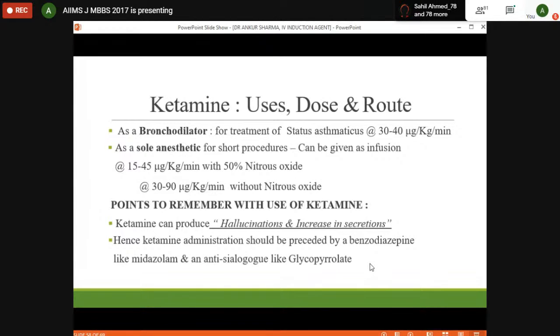The points to remember with the use of ketamine: it can cause hallucinations and increased secretion. Hence, ketamine administration should be preceded by a benzodiazepine like midazolam to decrease the hallucination, and an antisialagogue like glycopyrrolate.